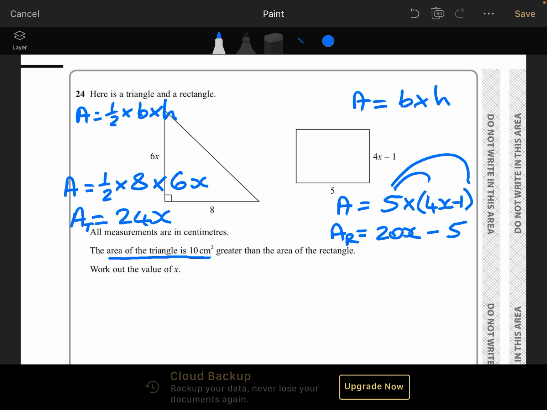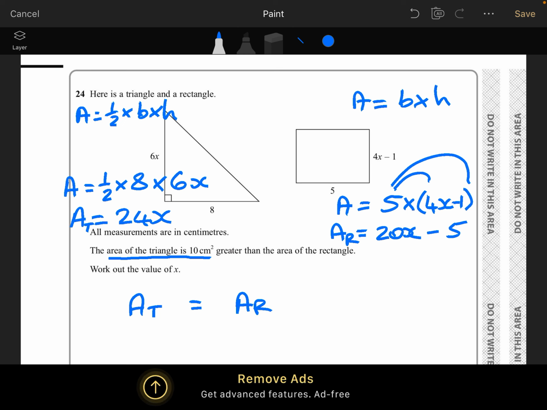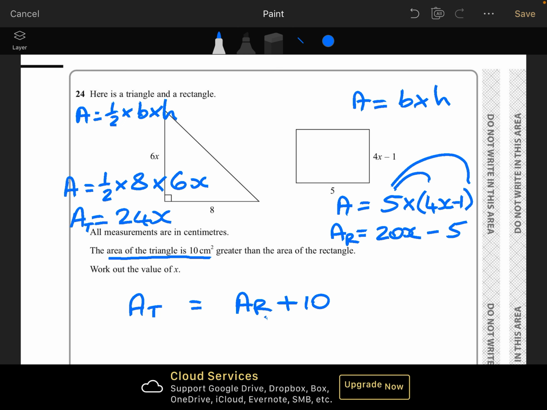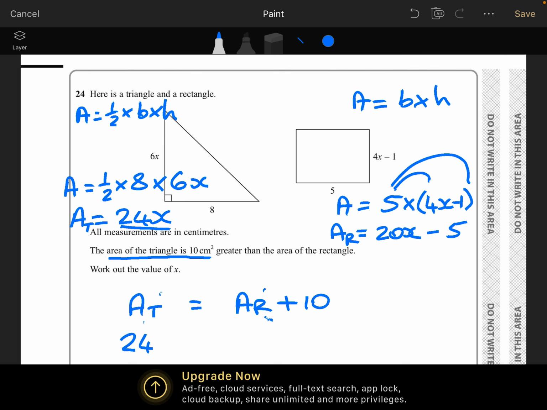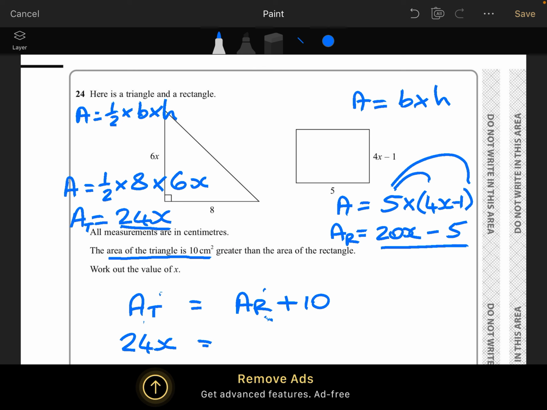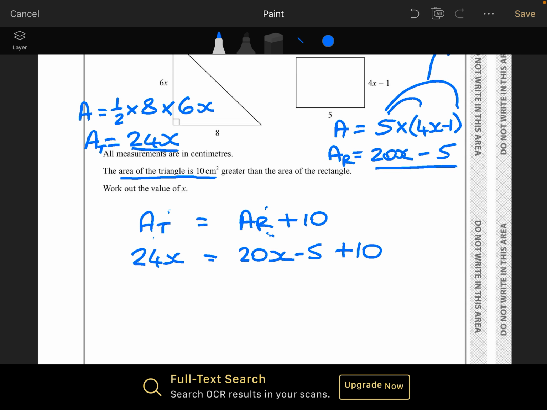Okay, so if I take the area of the triangle, I would have to add an extra 10 centimetres to the area of the rectangle to make it the same size as the area of the triangle, because the area of the rectangle is smaller and the area of the triangle is bigger. So I'm going to write down the areas that I've given: 24x is the area of the triangle, and that equals the area of the rectangle, 20x minus 5, plus an extra 10. Let me just come down the page a little bit.